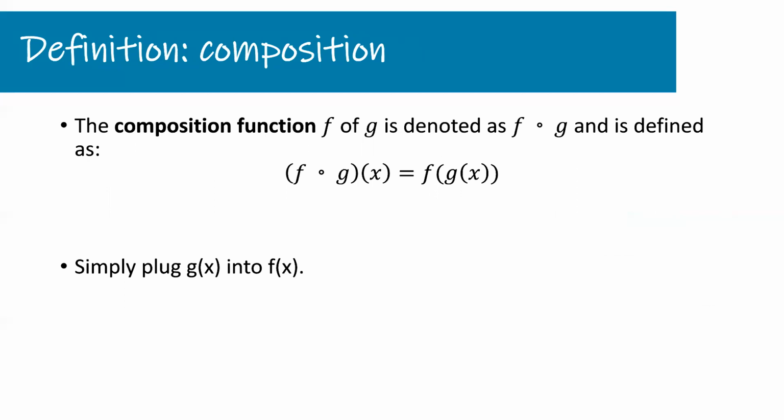So the composition function of f of g is denoted as f composed with g, that little circle means composed with, and it is defined as f composed with g of x equals f of g of x. So when you see that f little circle g, that's f of g of x. Here, you're simply going to plug whatever g of x is into your f of x.